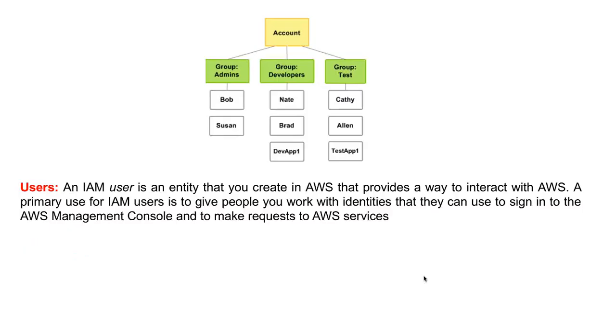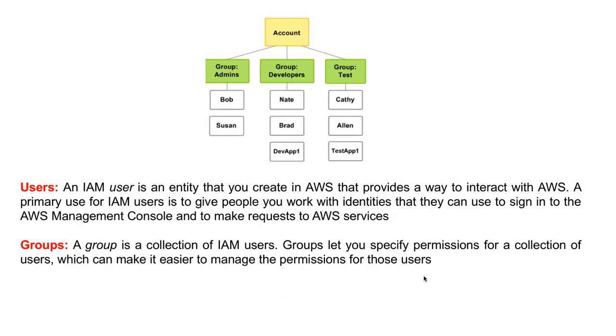Now, the first component of IAM is called users. An IAM user is an entity that you create in AWS that provides a way to interact with AWS. A primary use for IAM users is to give people you work with identities that they can use to sign in to the management console and to make requests to AWS services. So these users are the actual users who would be managing your AWS architecture on your behalf.